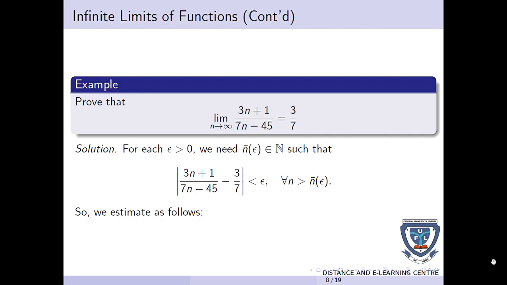Prove that the limit as n goes to infinity of 3n plus 1 all over 7n minus 45 is equal to 3 over 7. We should prove that this limit as n goes to infinity will give us 3 over 7. Solution, how are you going to prove that? You say for each epsilon positive, we need an N which depends on epsilon, and it must be a member of the natural numbers, such that the absolute value of 3n plus 1 over 7n minus 45 minus 3 over 7 will be less than epsilon for all n strictly greater than N, which depends on epsilon. So we estimate as follows.